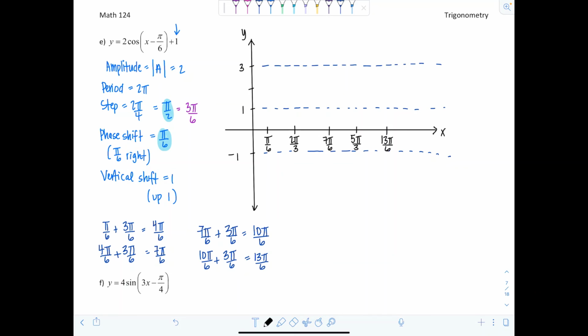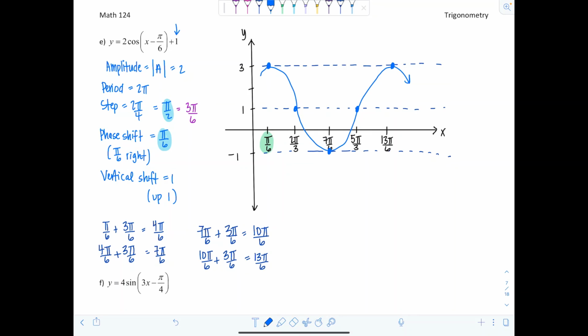Okay, very good. Now, let us see if we can plot successfully from here. We're graphing cosine. The first of my 5 key points is at pi over 6. Remember, cosine starts at the top, sine starts in the middle. So cosine is going to start up here at the top at 3. Then it always goes middle, down to the bottom, middle, up. That's it.